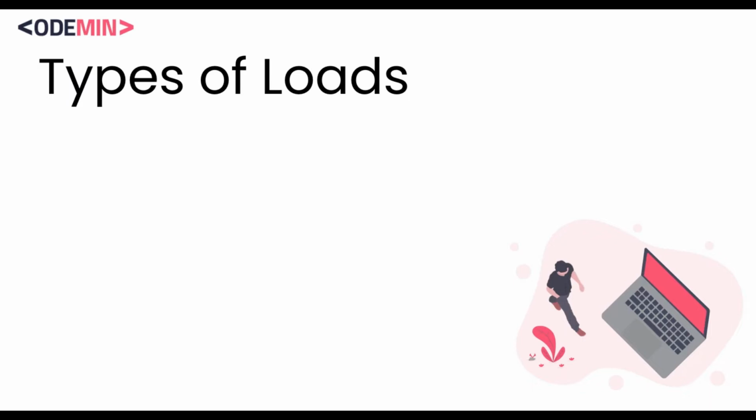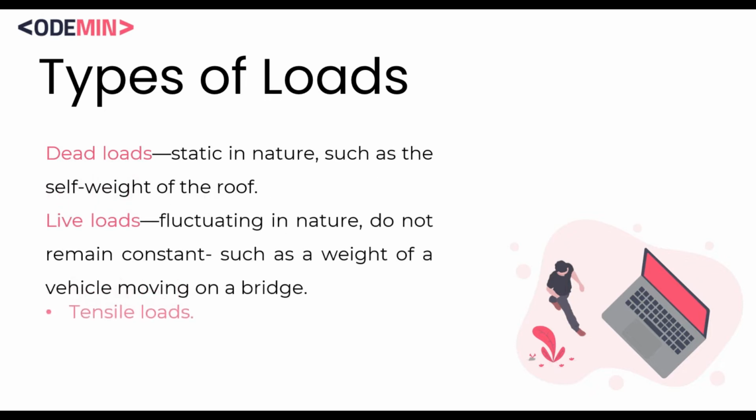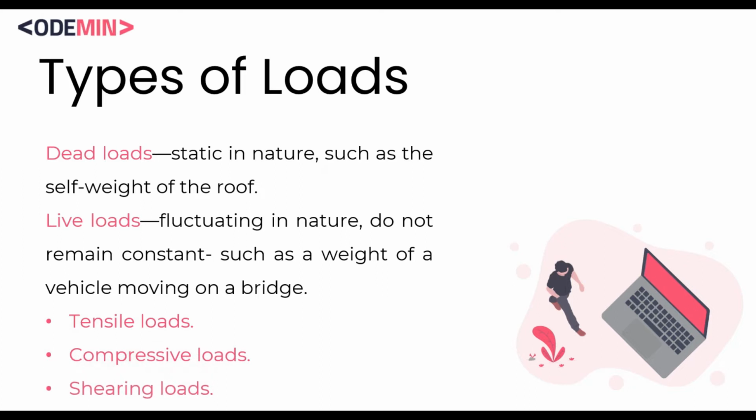Types of loads. There are different types of loads such as dead loads, live loads, tensile loads, compressive loads and shearing loads. Dead loads. Dead loads are static in nature. Example, self weight of a roof. Live loads. Live loads are fluctuating in nature. That means they do not remain constant, such as weight of a vehicle moving on the bridge.